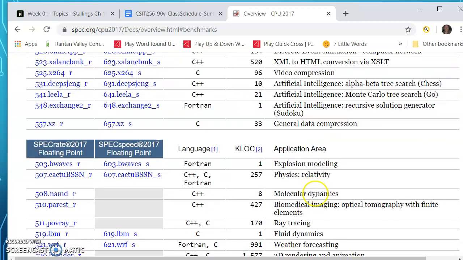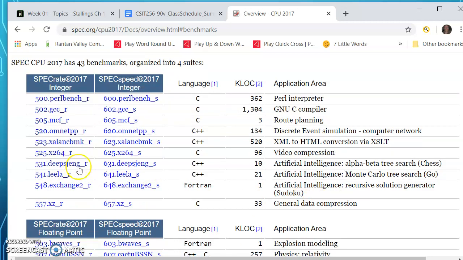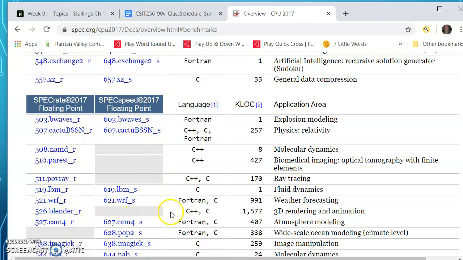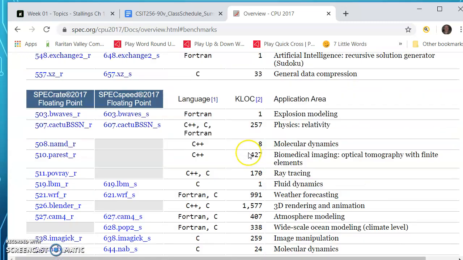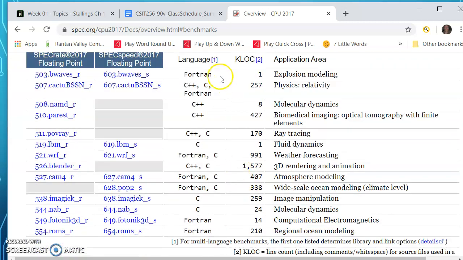So there are these sets of programs being used. It's 4 suites of programs. This set here is for integers. This set here is for floating points. This batch is dealing with rate. This batch is dealing with speed. And as you can see, they're done in different languages. So over here we have C, C++, Fortran. Here we have Fortran, C++, C.